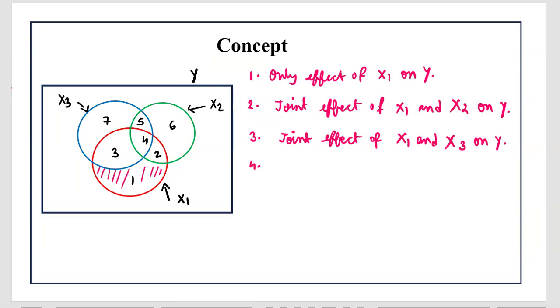Now area 4, this will be the joint effect of x1, x2 and x3. See, it is in the intersection of all the three circles, area 4. So that will be the joint effect of x1, x2, and x3. So basically, this will represent the multiple correlation coefficient.